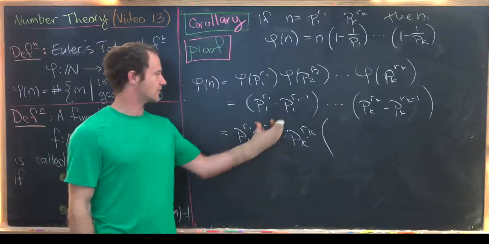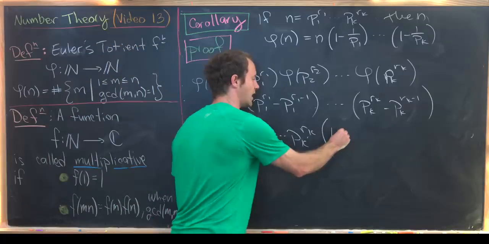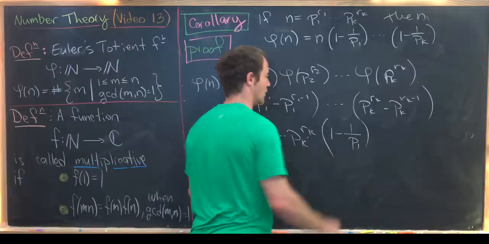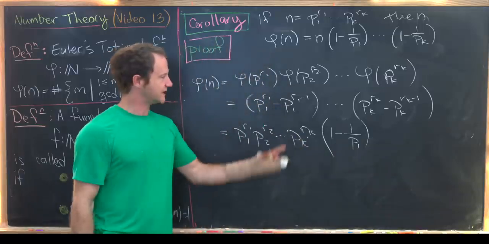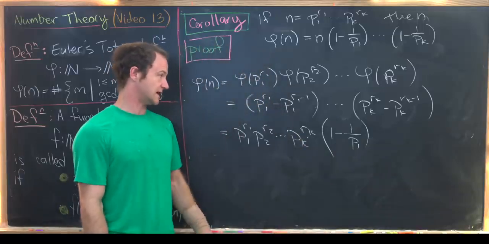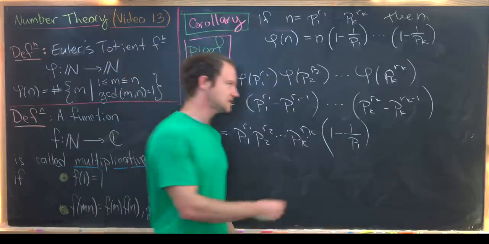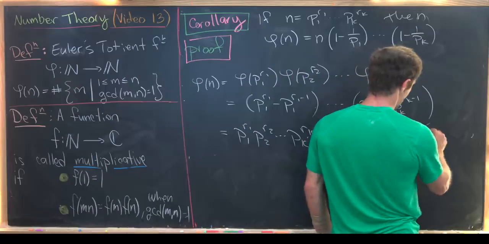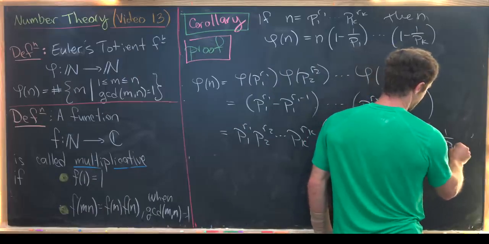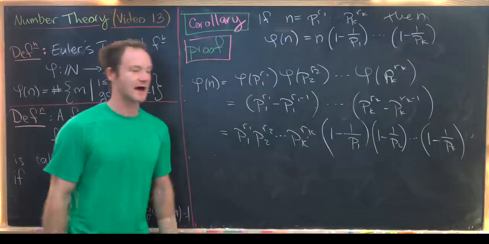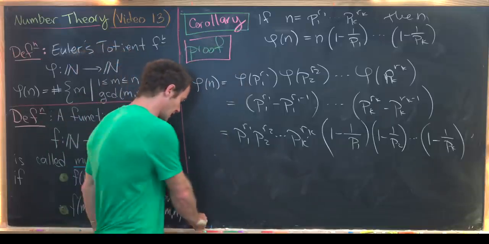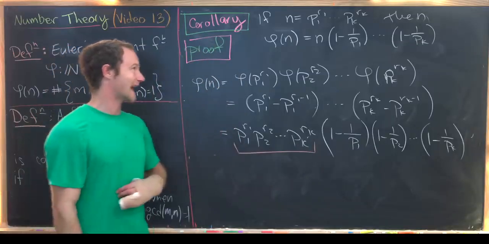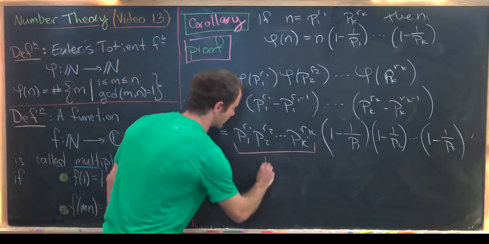Then let's see what's left over. Here we'll be left with 1 minus 1 over p1. Why is it 1 over p1? Because we have 1 less power of p1 here than we factored out. Then the next term will be 1 minus 1 over p2, all the way up, and the last term will be 1 minus 1 over pk, like that. But now we're in luck, because notice these numbers represent exactly the factorization of our number n.